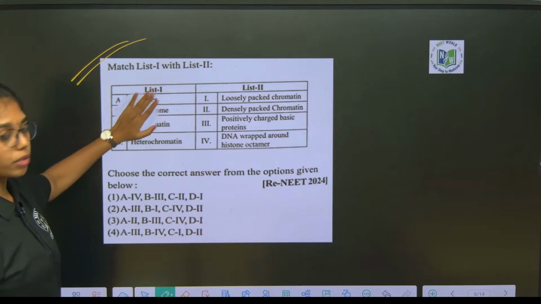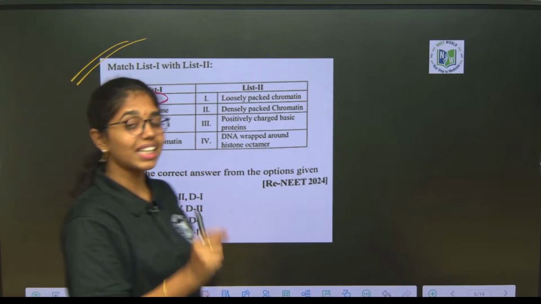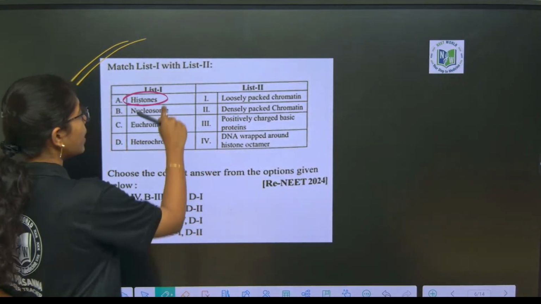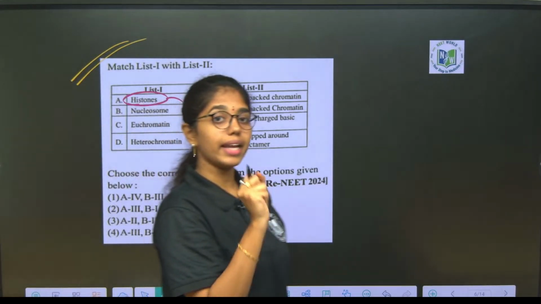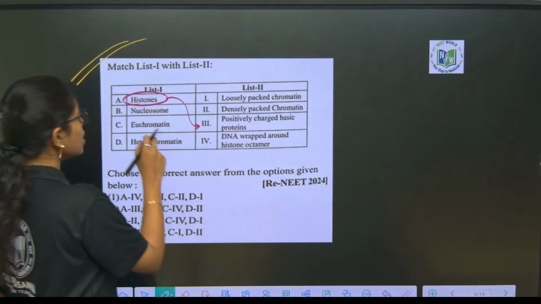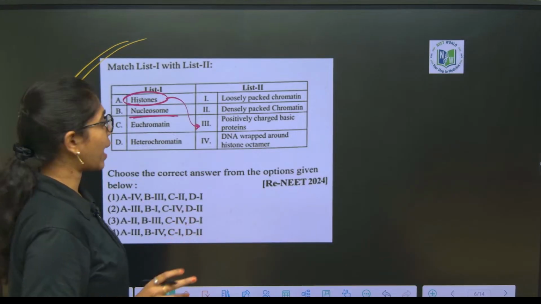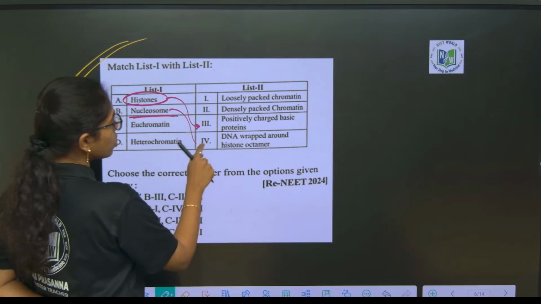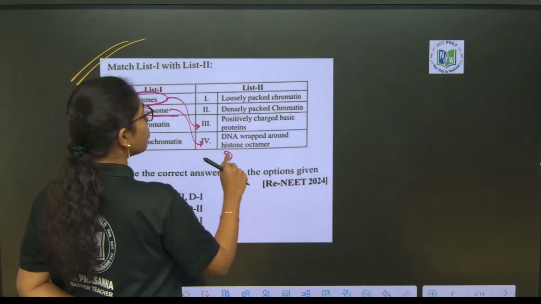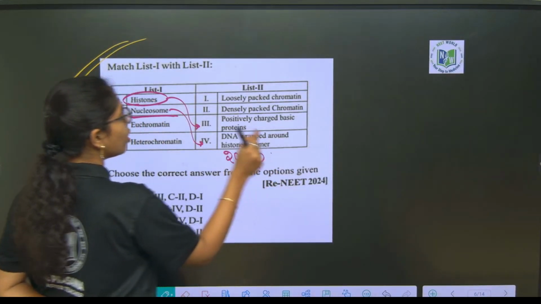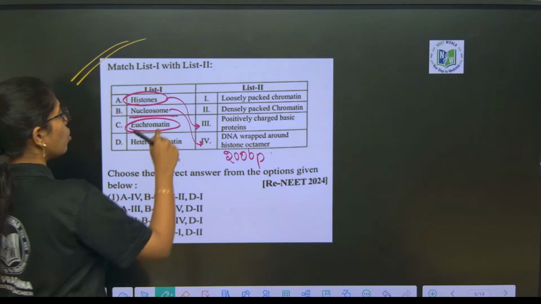So here in the match the following type of question, first, histones. Histones are positively charged basic proteins, right? The main function of histone proteins is to help in DNA packaging or DNA wrapping. Second is nucleosome. Nucleosome is the well accepted model for DNA packaging in eukaryotic cells. In the nucleosome, DNA is wrapped around the histone octamer and around 200 base pairs are present in the nucleosome DNA. Euchromatin is loosely packed chromatin, which is option 1.